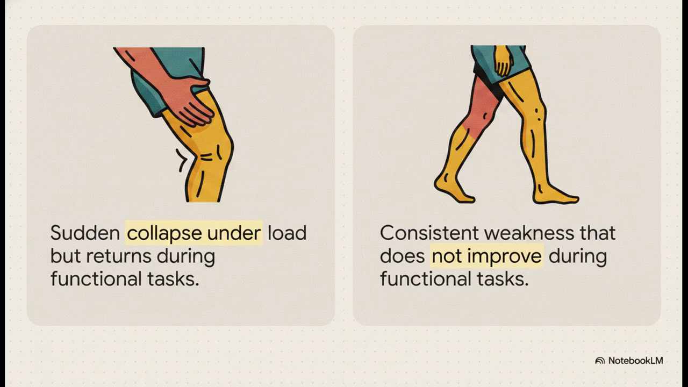So, we start by looking for give-way weakness. Now, unlike structural organic weakness, functional give-way weakness shows this sudden collapse under load during muscle testing. But here's the wild part. Full normal strength miraculously returns when that exact same limb is recruited incidentally during a functional task. It's like a patient who can't lift their foot to a direct command, but then ambulates perfectly with absolutely zero foot drop. The collapse is inconsistent, and it doesn't follow any standard nerve distribution.